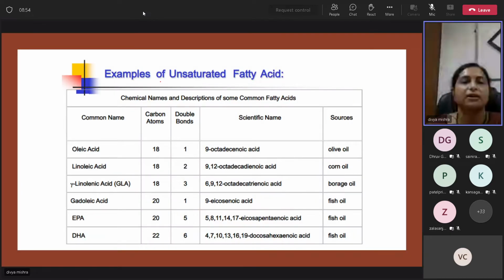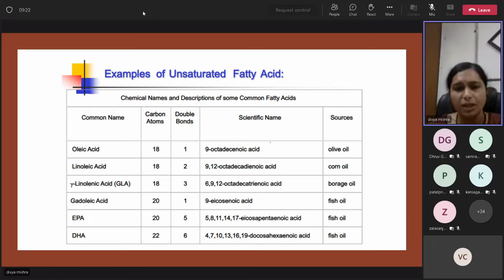Okay. Now, the fatty acids can be of two types, saturated and unsaturated. So, unsaturated means there is no double bond. Saturated means where we have double bond, right? In the basic terms. So, these are the examples of unsaturated fatty acids like oleic acid, found in olive oil, then linoleic acid found in corn oil.